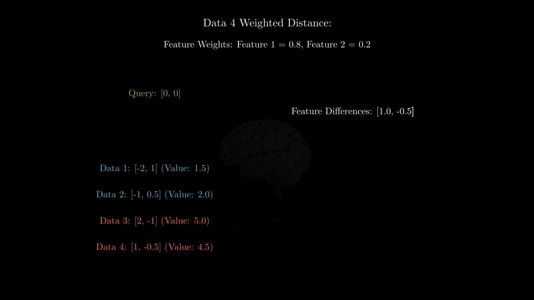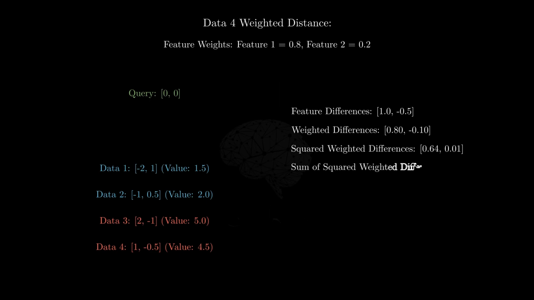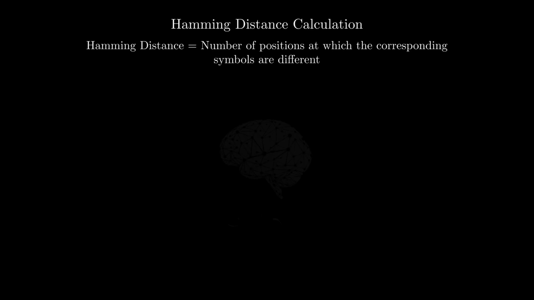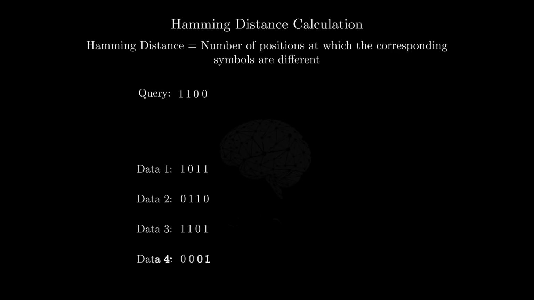Okay, good point. And what about discrete features? Things like color maybe, or yes-no attributes. How do we measure distance there? Right. For discrete features, we switch gears. We typically use the Hamming distance. This metric is pretty simple. It just counts the number of positions where the corresponding symbols in two strings or vectors are different. So if you have red, yes, large, and blue, yes, large, the Hamming distance is 1 because only the first feature is different. It's a really effective way to measure similarity in that kind of categorical space.